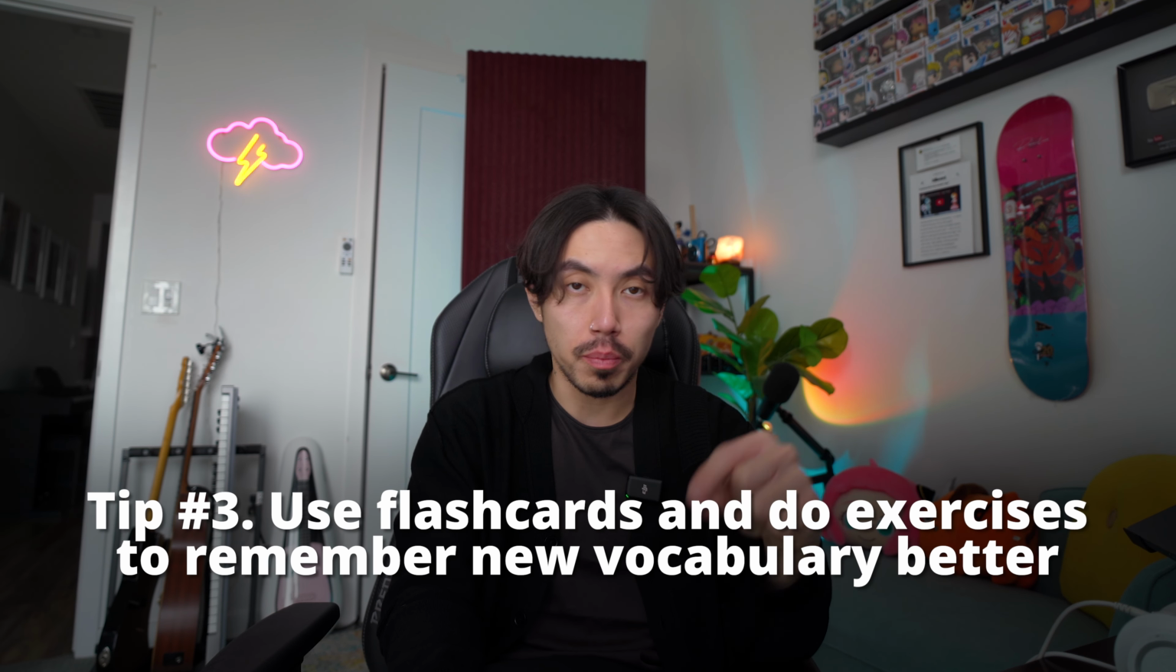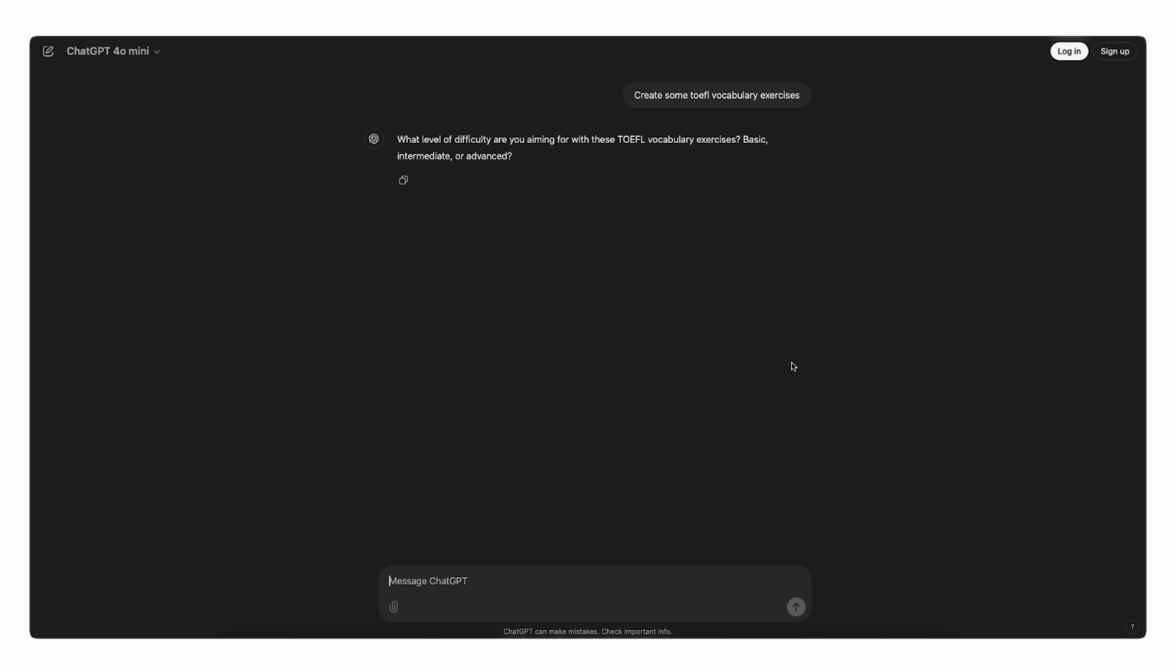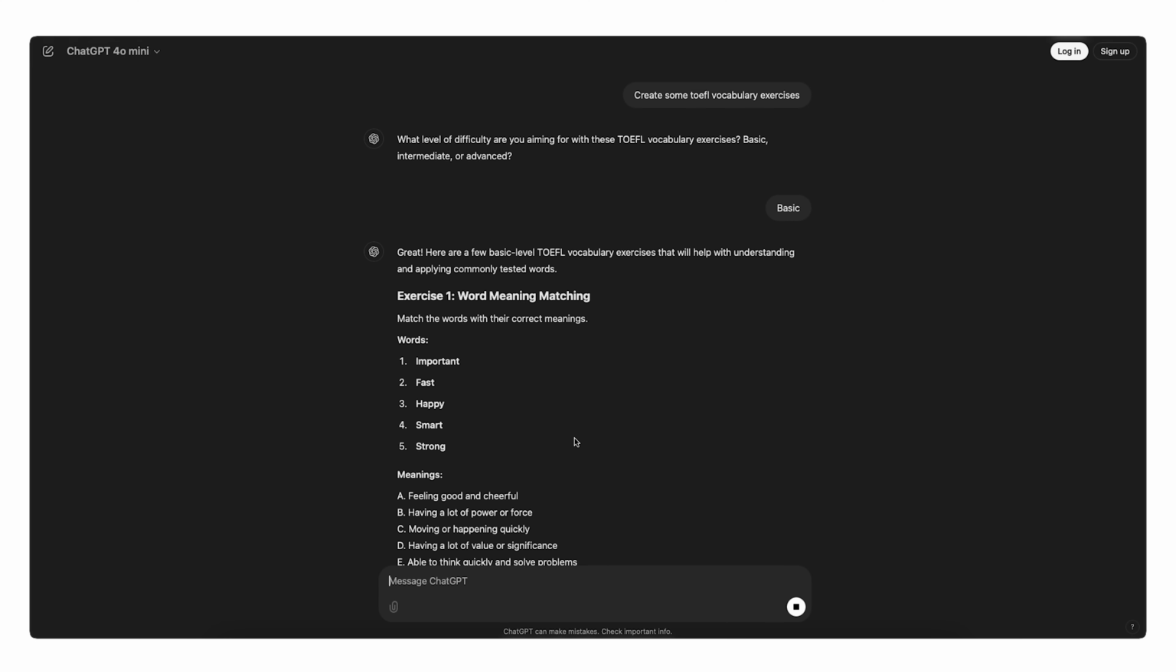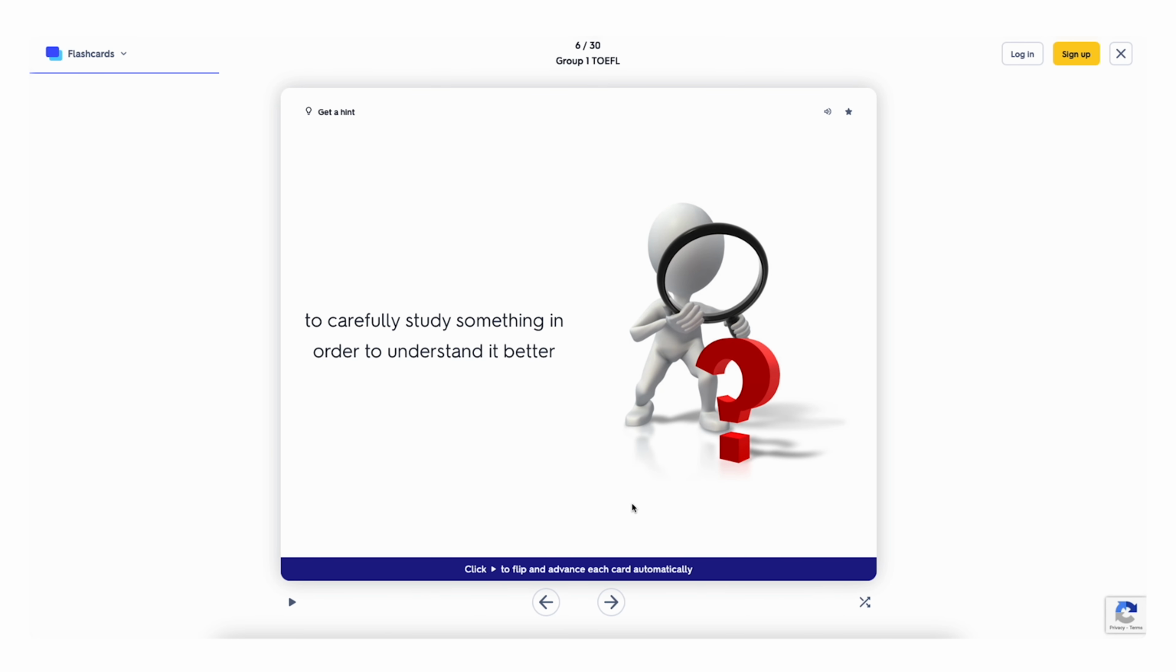Tip number 3: whatever vocabulary learning techniques or methods you use, if they work for you, use that. You can also try flashcards and different exercises to remember the new vocabulary. You can ask ChatGPT to create exercises with the vocabulary. You can use Quizlet for flashcards and all that stuff. It's a great way to memorize. Now, not everyone is the same, and it doesn't work for everybody, of course. But whatever works for you, find it. And to find it, you need to try everything. But as soon as you find it, just stick with it and double down.